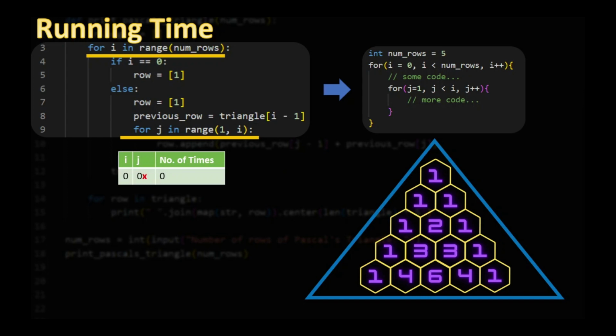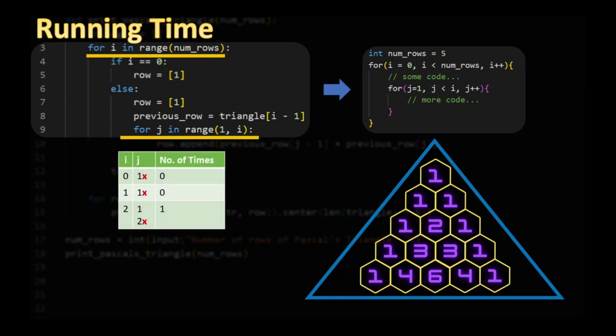When i is 0, j is also 0, hence j will not run at all. When i is 1, then j will still not run, since j, which starts at 1, is still not less than i. However, when i is 2, then j will run one time, when j is just 1. After that, when i is 3, then j will run two times, when it is 1 and 2, since those are still less than i, which is 3. But it will stop when j becomes 3, which makes it equal to i.